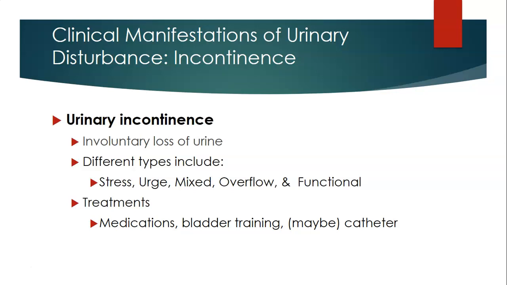So urinary incontinence is essentially the involuntary loss of urine. There are many different types. They include stress incontinence, urge incontinence, mixed, overflow, and functional incontinence. Medications, bladder training, potentially a catheter are some treatments we would look at for someone experiencing urinary incontinence. But again, we should also consider the fact that potentially somebody has something else going on that is causing them to be incontinent, as opposed to just being incontinent.